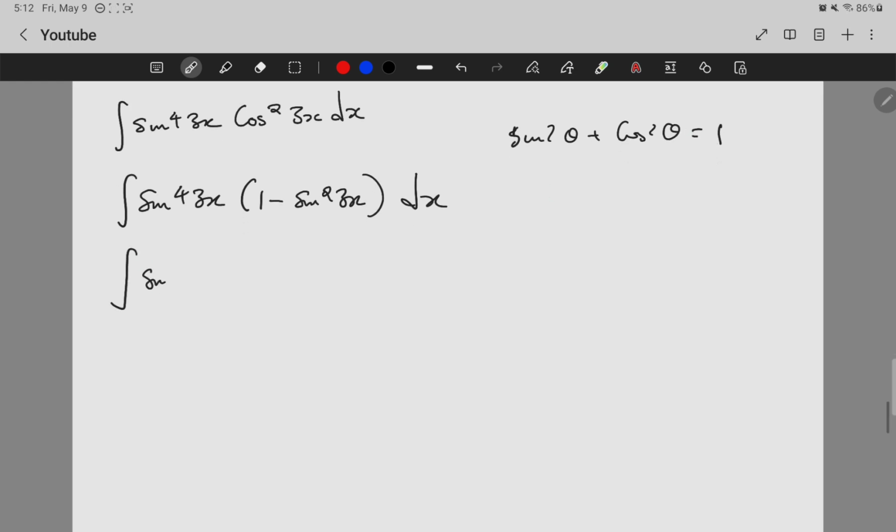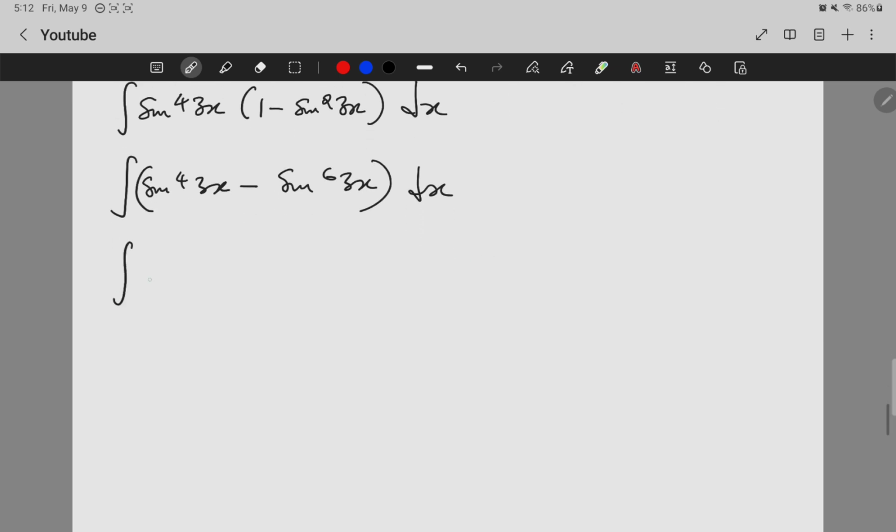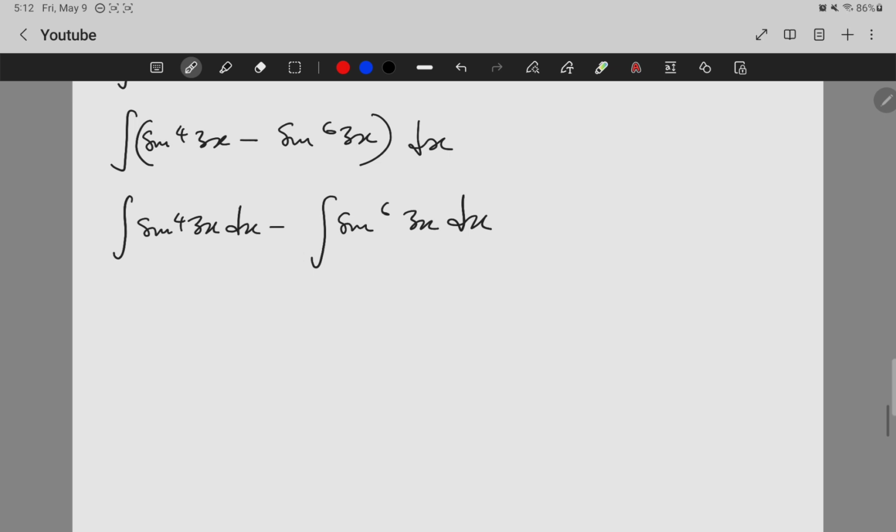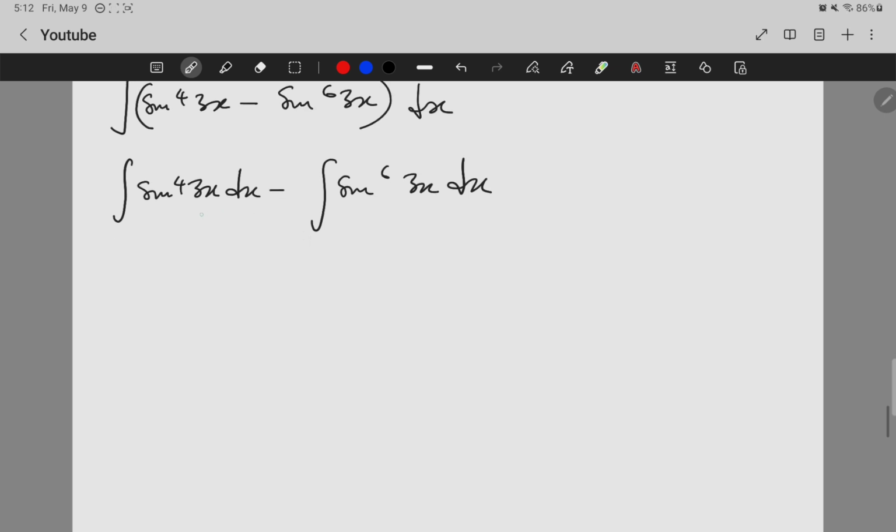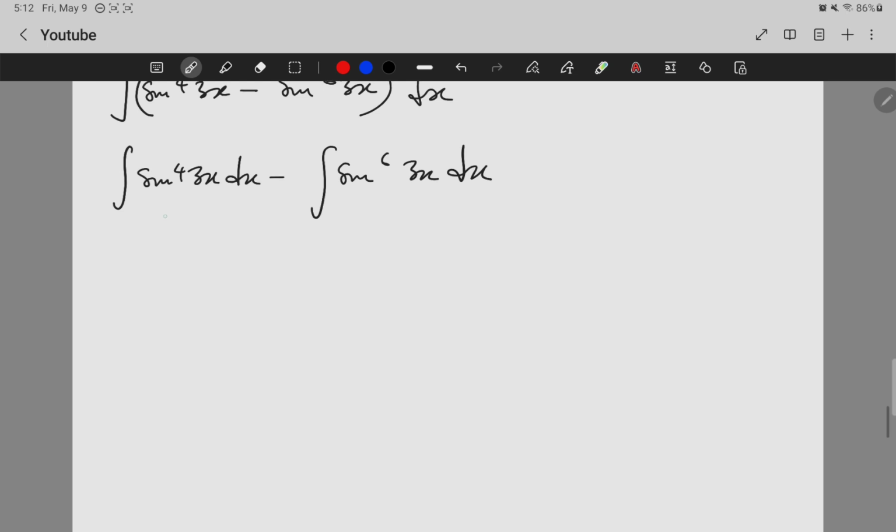From here, this becomes sine to the power 4 3x minus sine to the power 6 3x dx. Here now you have two integrals. So you have sine to the power 4 3x dx minus sine to the power 6 3x dx. So I'll focus on the first integral here, but the method that we use to integrate the first integral will be used to integrate the second one as well. So to integrate this, I'll first start by writing it as sine squared 3x raised to the power 2 dx.